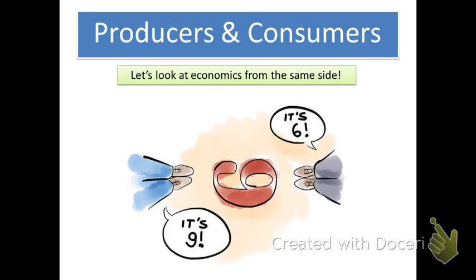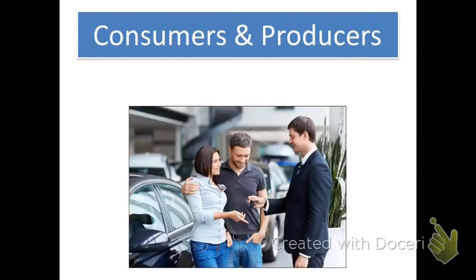And when we talk about supply and demand, we're talking about producers and consumers. And we have to look at economics from the same side. And so we might look at one scenario and say, hey, that's a 9. But if we look at it from another perspective, we might say, oh, hey, that's a 6. And both can be correct depending on the perspective that you are looking. And I say this because anytime that there is an interaction between buyers and sellers in a marketplace, both sides see that situation differently.